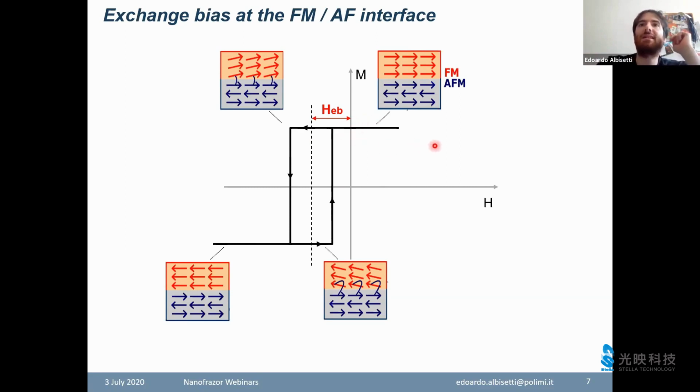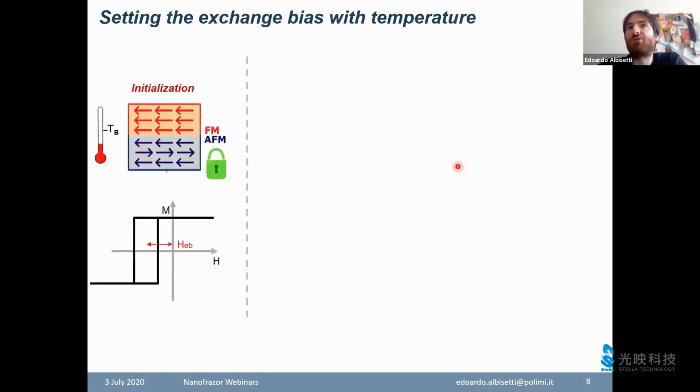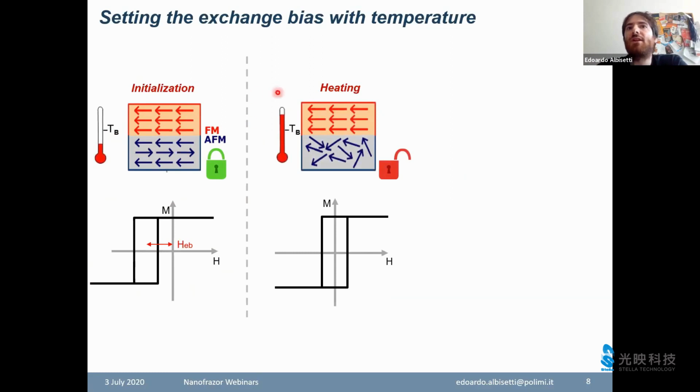So the nice thing about this is that it is triggered by temperature. This is what happens normally at the macroscopic scale. If you start with a low temperature, for example your sample at room temperature, you have your ferromagnetic loop shifted, you have only one state, and the antiferromagnetic material pins the magnetization of the ferromagnetic layer, in this case in the left direction. But then if you heat up the sample above the blocking temperature of the system, you temporarily destroy the antiferromagnetic order, so you destroy the interaction that blocks the ferromagnetic material, and you retrieve your originally centered hysteresis loop.